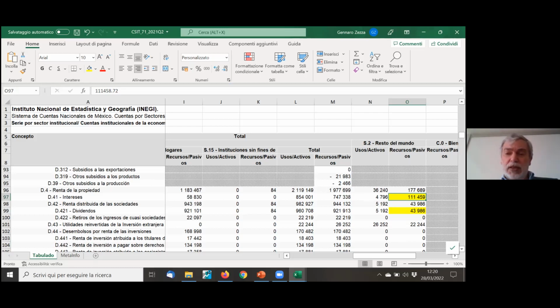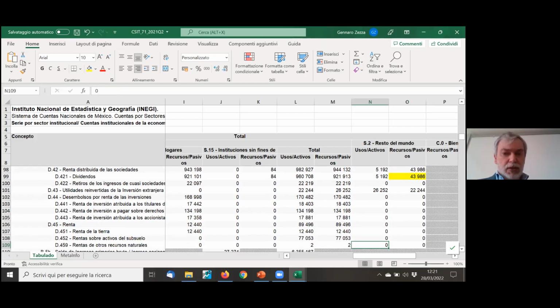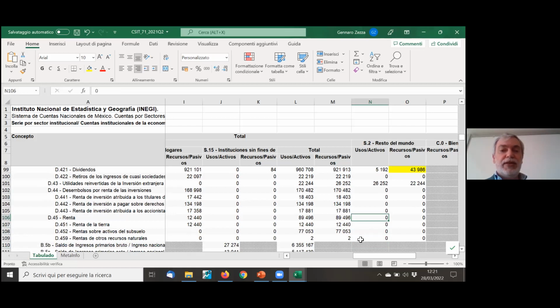So it is true that for Mexico, these are the recursos, the money going for interest payments to the rest of the world. This is what the rest of the world is paying to the domestic institutions in Mexico for interest. You have dividends, and you also have something which is not so present in other countries, which is this rent that the government mainly gets on land. So this is another stock that we have not considered, but that will be relevant for Mexico.